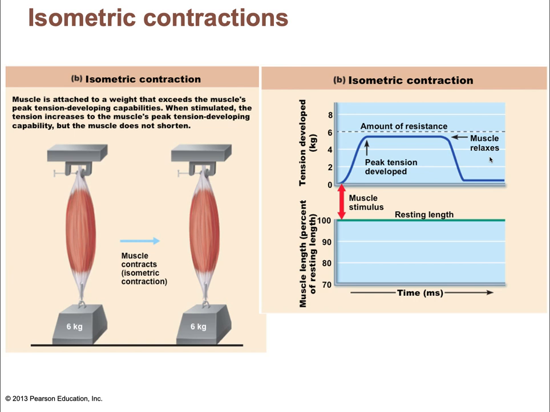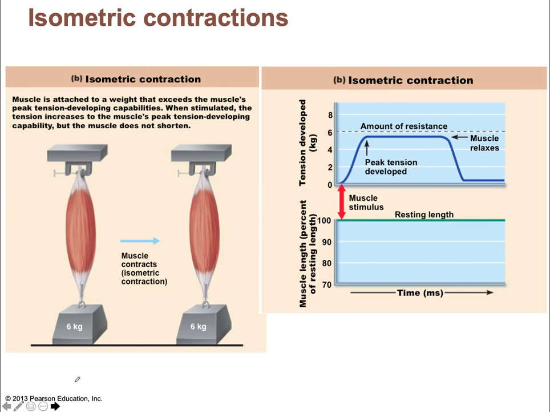Okay, in an isometric contraction, the resistance produced by the load and the force generated by the muscle are the same. So the muscle doesn't change its shape at all, but it does develop tension and it burns energy, okay? And it is a way to do exercise, all right? But nothing is moving, all right? That's what isometric is defined as. See how the resting length does not change here, okay?